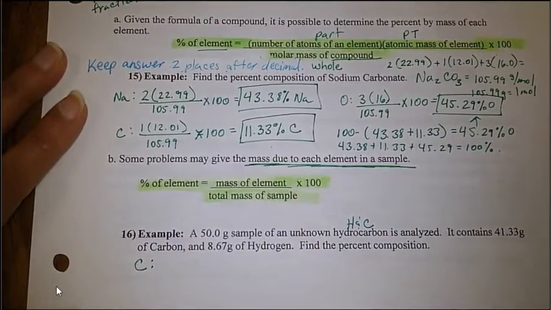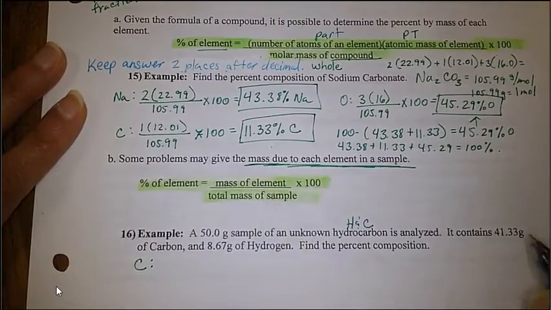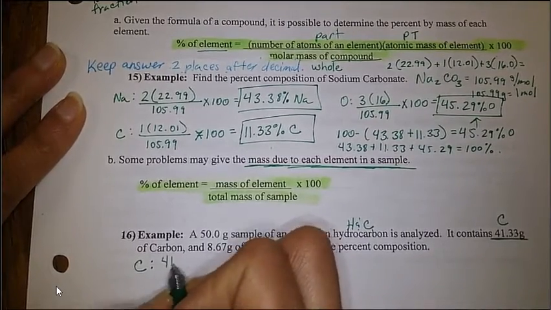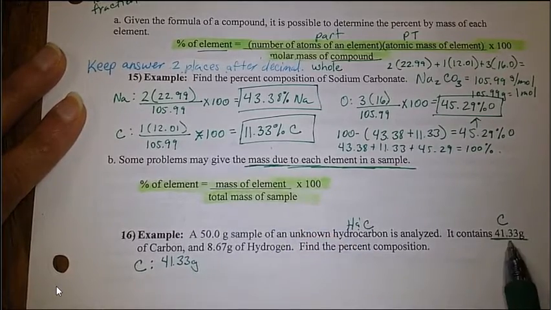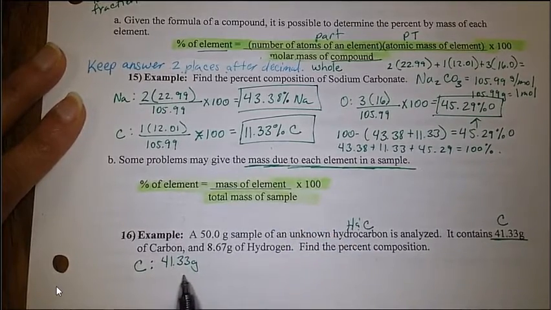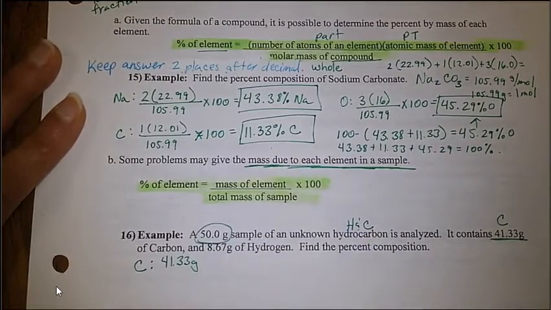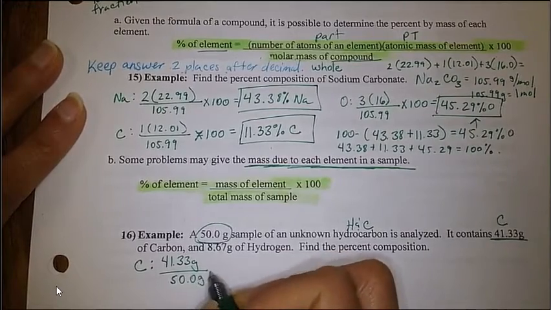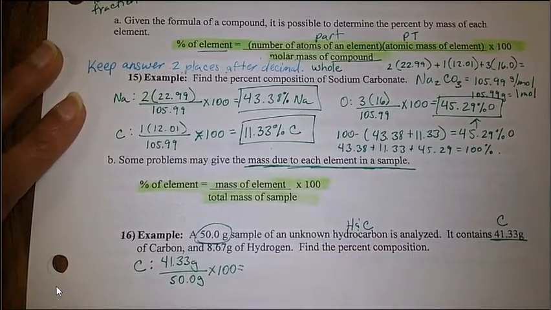Okay, carbon, we're going to find the mass of the element. They give us the mass of the element for carbon, which in this case is 41.33 grams. So we have the mass of the element right here. Our total mass is what they give us, divided by 50 grams. And of course times 100. And that should give us a value.